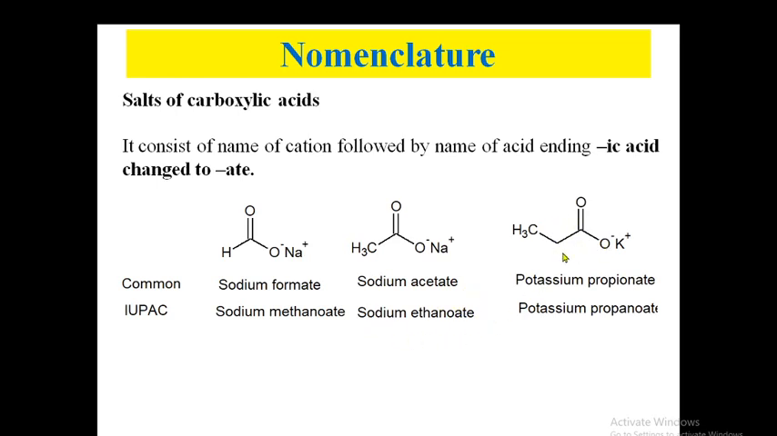If you have the potassium salt of a carboxylic acid, you will get potassium propionate. The common name is propionate, as 3 carbons are present in the chain, and if you want to give the IUPAC nomenclature, it becomes potassium propanoate. Propanoate. A small difference is here: in the common name it's propionate and in IUPAC nomenclature it's propanoate. So just remember this difference between the sodium salts of propionic acid and propanoic acid.